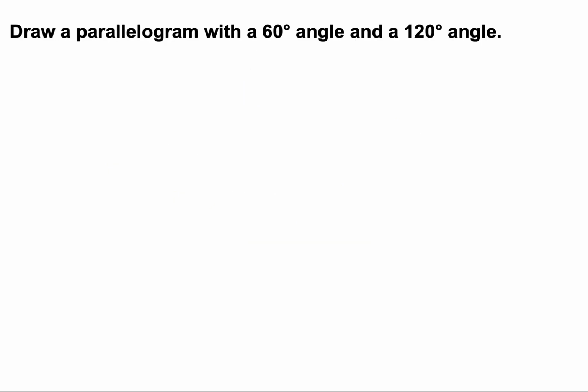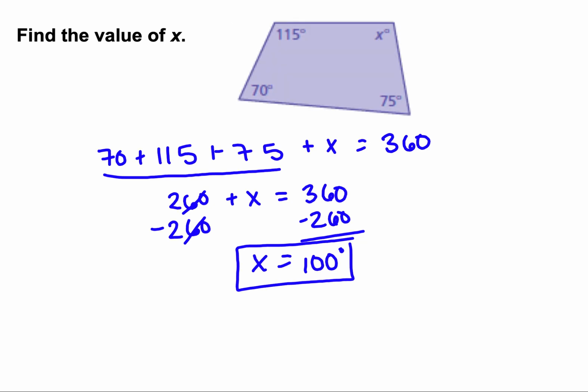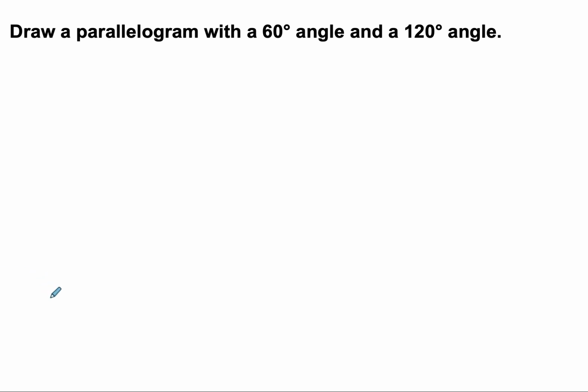All right. Did it say to classify? No, just wanted to double check. Okay, draw a parallelogram with a 60-degree angle and a 120-degree angle. So we're going to break out those protractors and do some more constructions today. So go ahead and pause the video, find a piece of paper if you don't already have one, and find your protractor, and then come back to the video when you have those things.